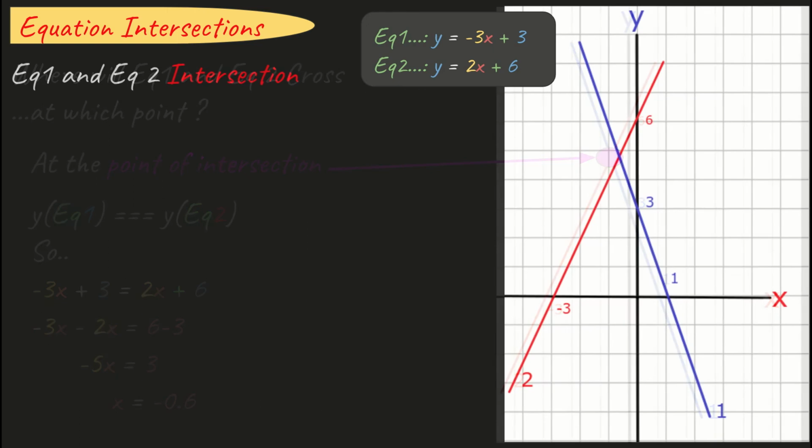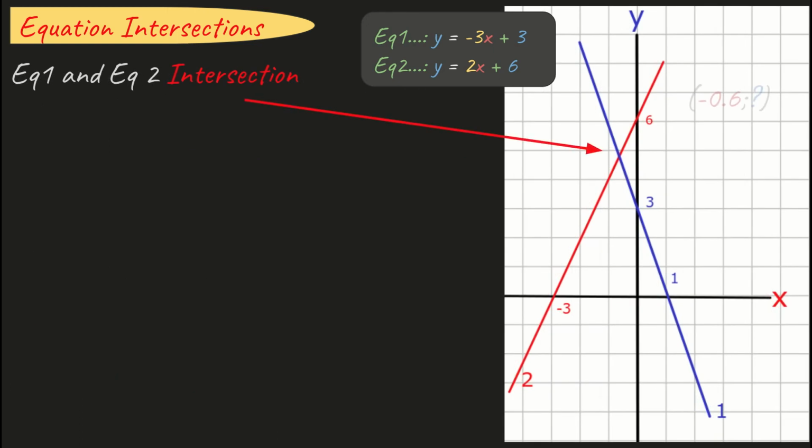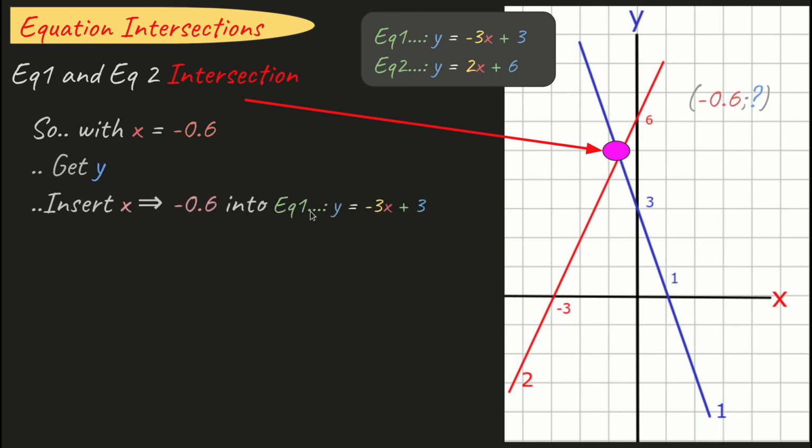Now remember, we're trying to find the point of intersection. That's that point, where the two lines cross. At that point, x and y must be equal. There can only be one point of intersection, so we need to find that point. We already found the first part of the point, which is the x part, which is minus 0.6. So, with that in mind, let's get the y. That's pretty simple. We insert it into equation 1. So we take the x, we put the x value into equation 1, and we calculate for y. And if we calculate properly, we get 4.8.